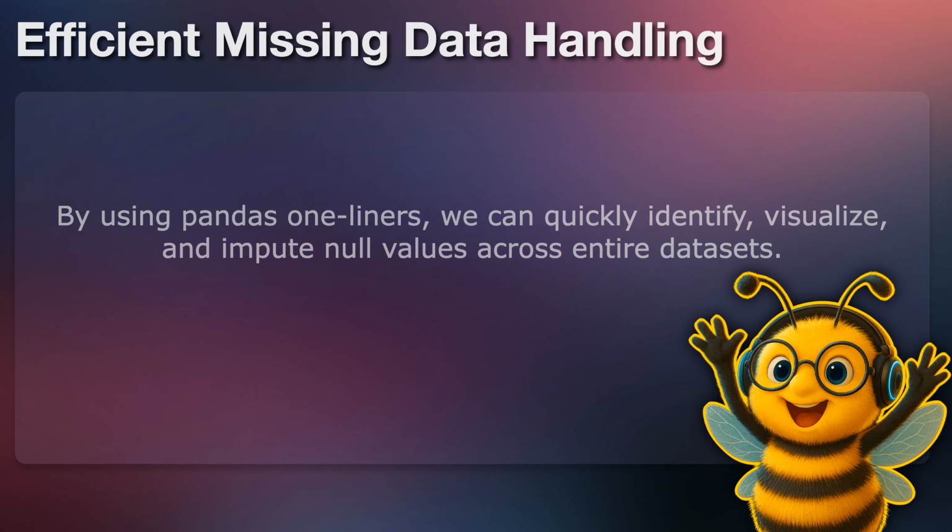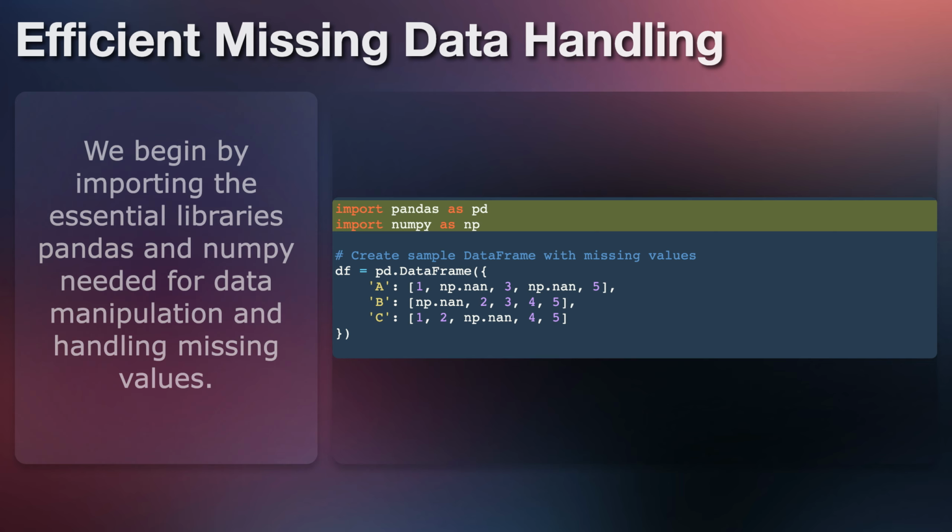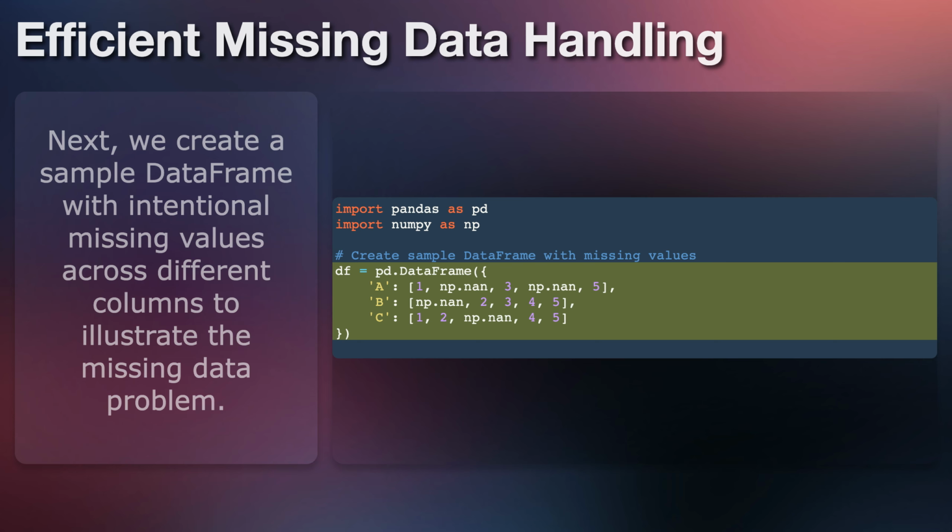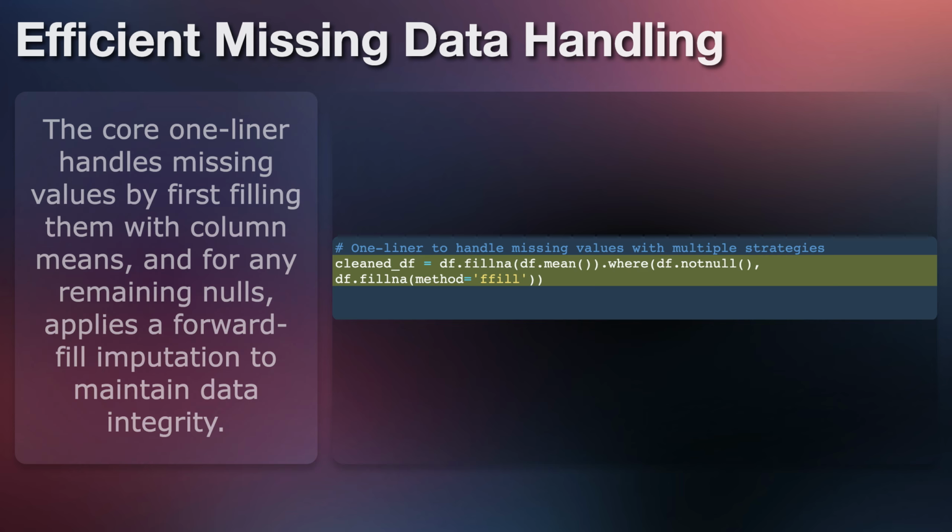We begin by importing the essential libraries Pandas and NumPy needed for data manipulation and handling missing values. Next, we create a sample data frame with intentional missing values across different columns to illustrate the missing data problem. The core one-liner handles missing values by first filling them with column means, and for any remaining nulls, applies a forward fill imputation to maintain data integrity.